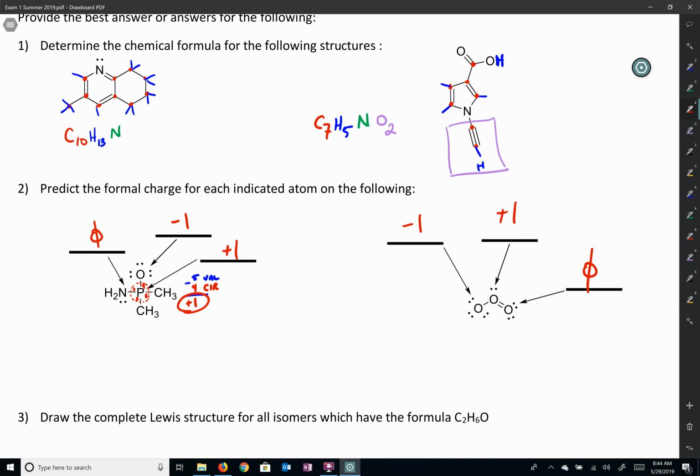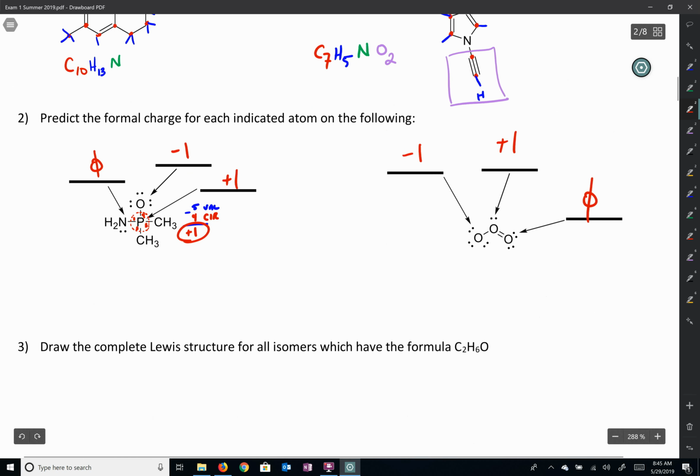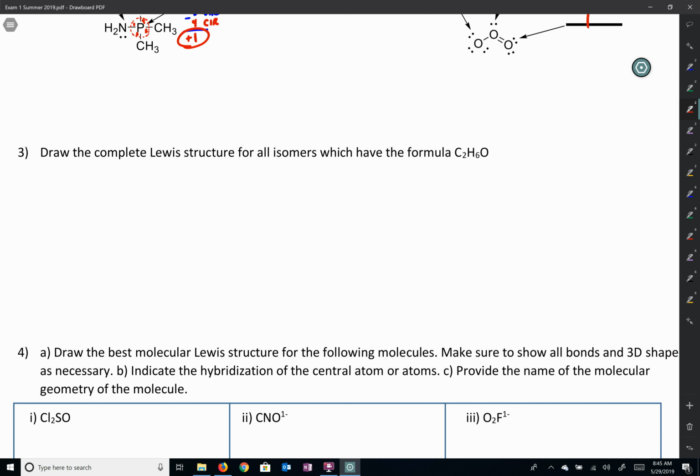So, all right, not much else to say about formal charge. You got to know it, right? Remember, the big secret of organic chemistry is finding the negative, finding the positive, bringing them together. Okay. Draw the complete Lewis structure for all isomers of C2H6O.